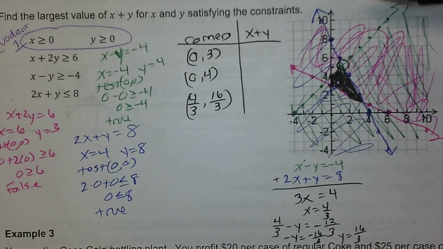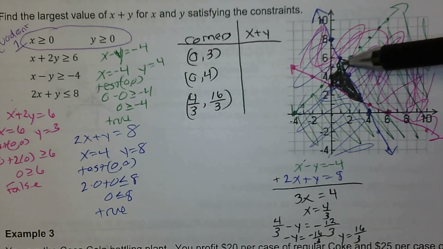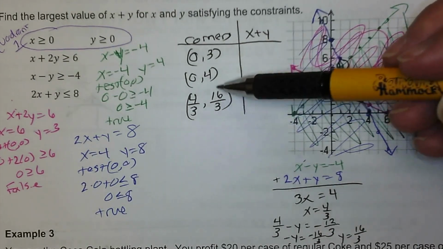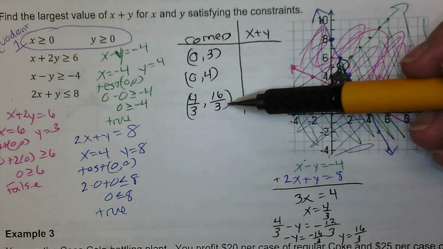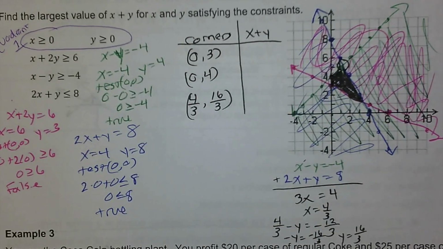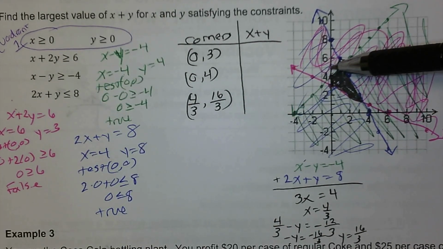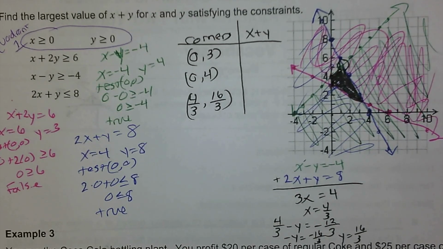4/3 is like 1.3 approximately. Yeah, x value is just a smidge bigger than 1. 16/3, it's like 5 and a little bit. And if you look at the height, we are just above 5. So it's about in the area that we solved it to be in, which is a good sign.